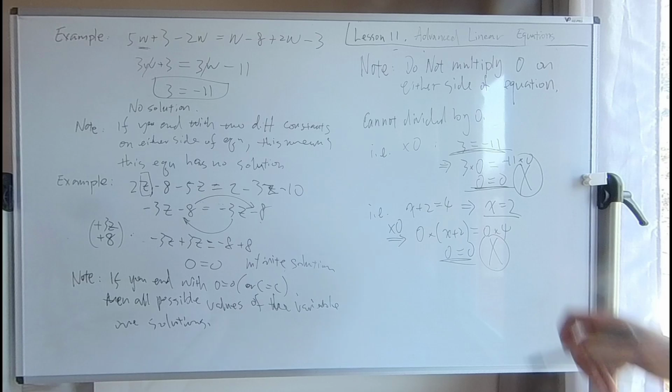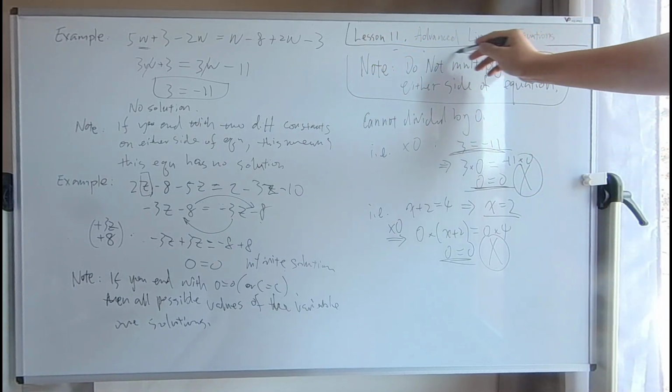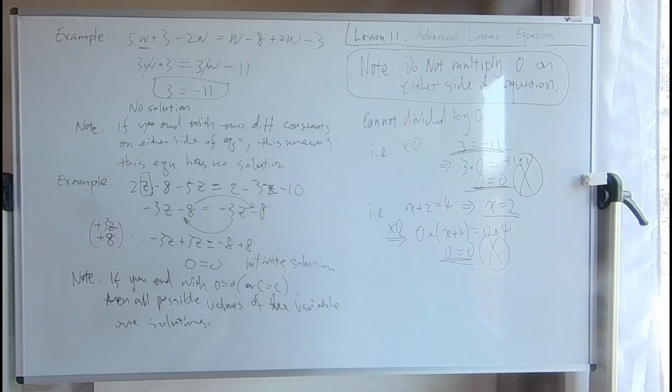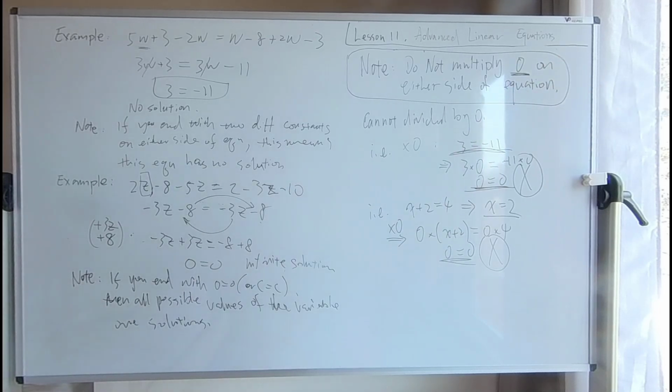So I'm repeating this just because this is very important that when you're trying to solve your linear equation, when you're operating with adding or subtracting or multiplying, dividing numbers on both sides of the equation, be very careful that you do not multiply by 0.